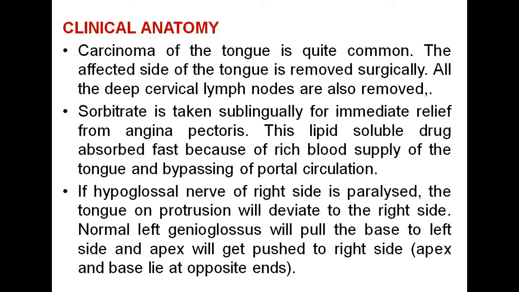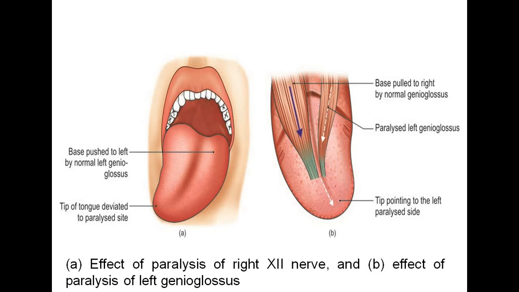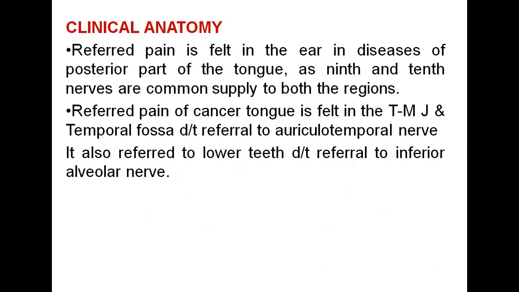If the hypoglossal nerve of the right side is paralyzed, the tongue on protrusion will deviate to the right side. The normal left genioglossus muscle will pull the base of the tongue to the left side, and the apex will get pushed to the affected or paralyzed side. So this is the diagram showing paralysis of the right hypoglossal nerve, because of which the tip of the tongue is deviated towards the paralyzed side, whereas the base is pushed to the normal side because of the action of the normal genioglossus muscle.